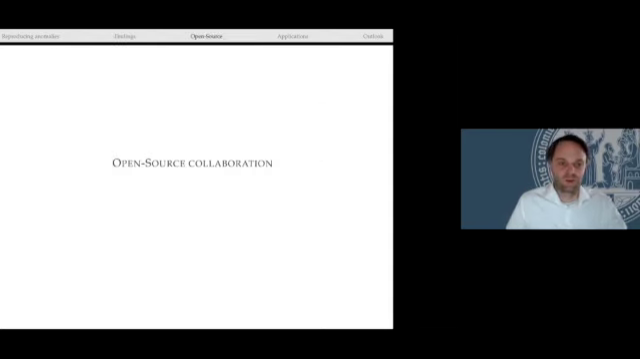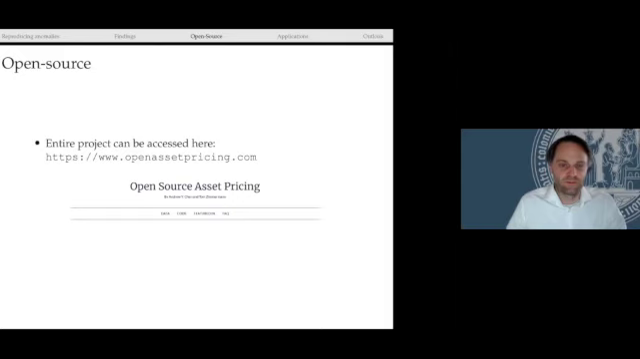All right, so far for some of the results. I hope this gives you a bit of a feeling of what one can do with the data set that we provide. So how do we imagine the open source collaboration? You can access the entire project here at openassetpricing.com, where we provide some documentation on the data, on the code. We link to the code. We also try to keep a list of studies that use our data. We also provide some answers to frequently asked questions here.